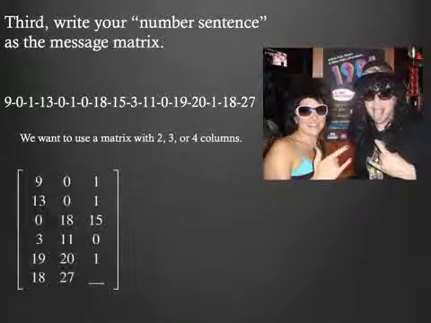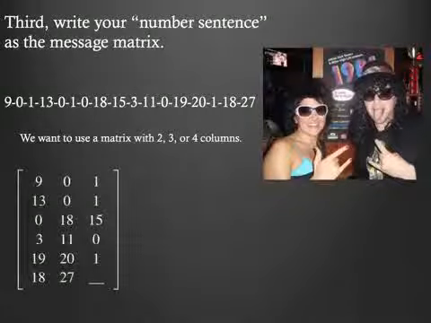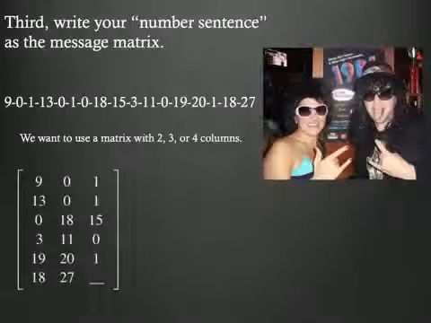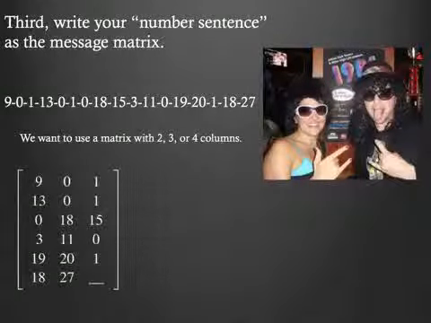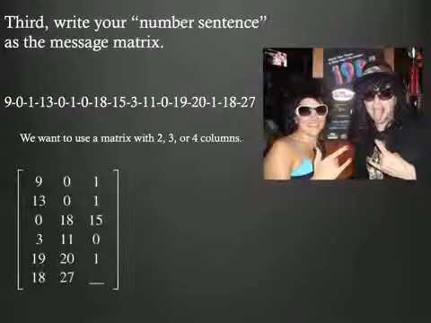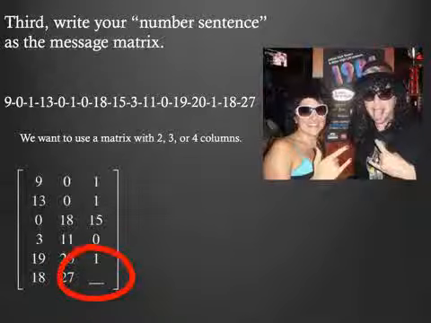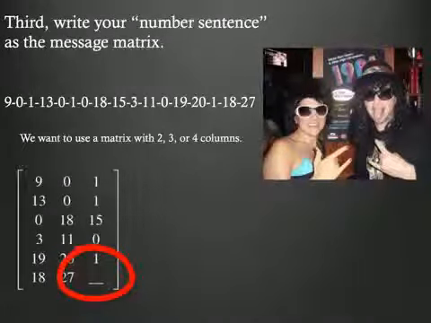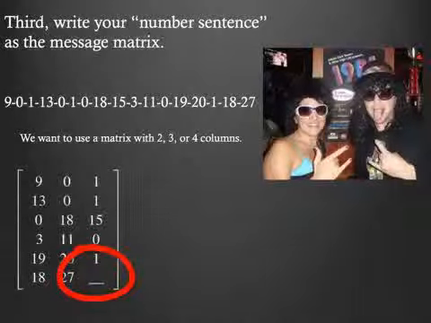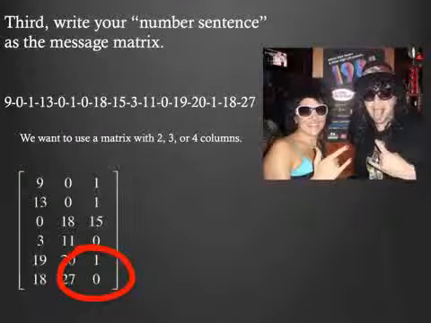Now, to create our message matrix, we're always going to want to use a matrix with 2, 3, or 4 columns, and you'll understand why in a little bit. Now, if we count, notice there's only 17 characters. So that's not something that's easily divisible by 2, 3, or 4. So in this case, I'm going to go with 3 columns, and I have 1 space left at the end. So I'm going to have to fill that in with something. So I'm going to use a dummy spot, and at the end, I'm just going to use a space for that. And the space from our character key was a 0.